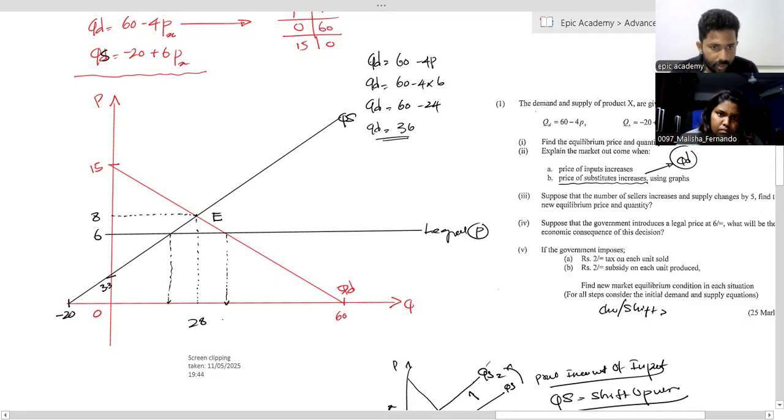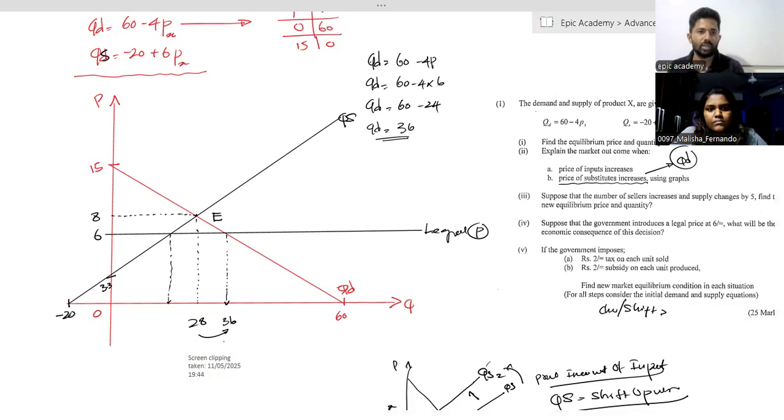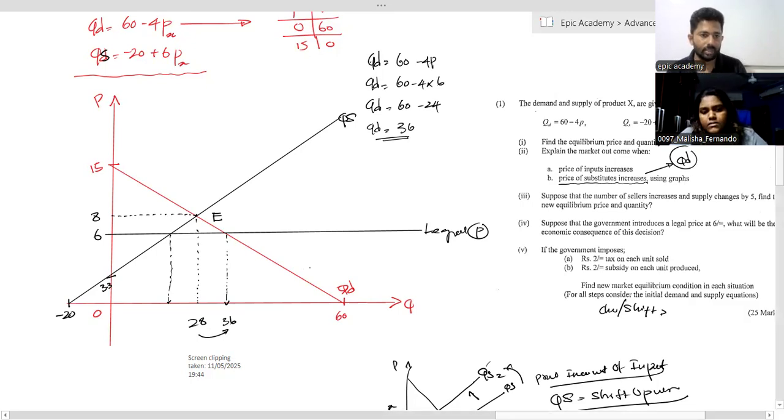So this is the quantity demanded after the reduction to the legal price. After imposing legal prices, what happened? Quantity demanded increases. Yes, that's the normal situation. When the price of a certain commodity reduces, what will happen to the quantity demanded? It must increase.